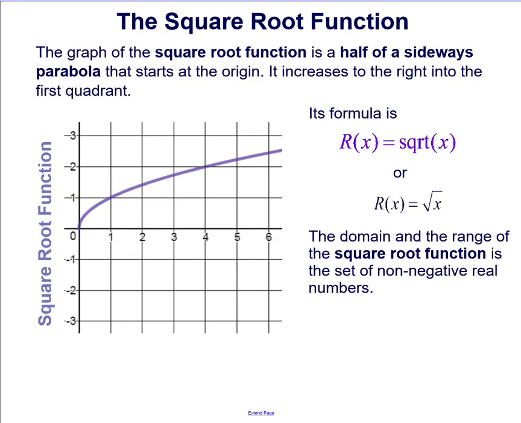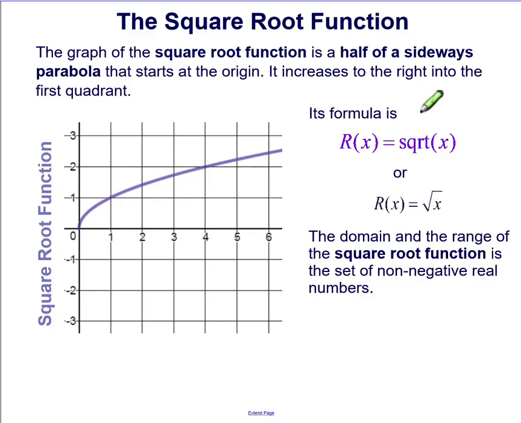The square root function. The graph of the square root function is a half of a sideways parabola that starts at the origin. It increases to the right into the first quadrant, as you see here. So we start at the origin, and as we go off into the first quadrant, it's increasing.